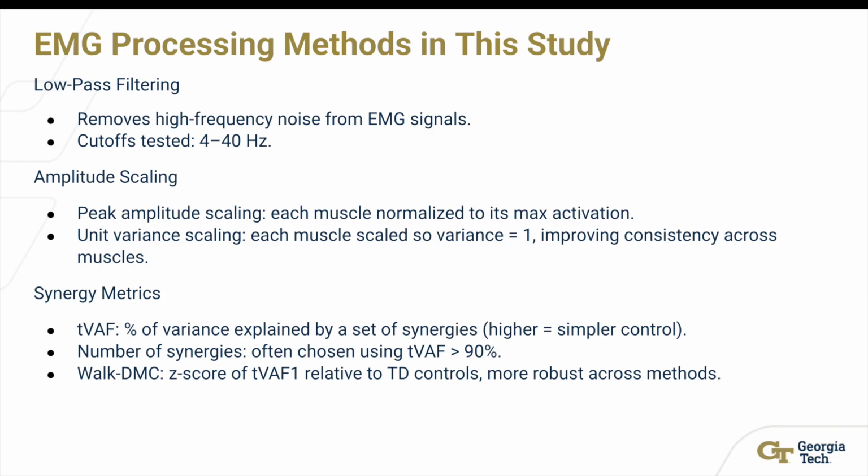The second processing parameter the authors analyzed was the amplitude scaling method. They looked at the difference between normalizing the EMG data to peak amplitude or normalizing the data to unit variance. Finally, the authors looked at the criteria for identifying synergies, including using TVAF and walk DMC. TVAF stands for Total Variance Accounted For, and walk DMC stands for Dynamic Motor Control Index during walking.